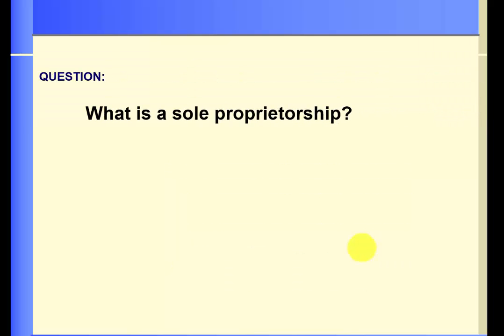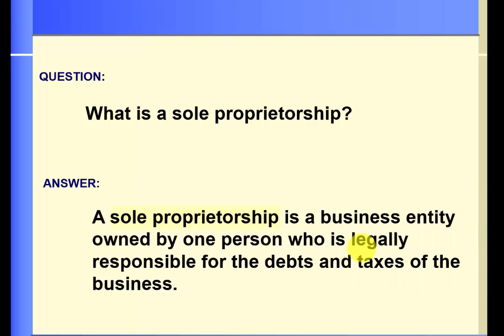So here we are. What is a sole proprietorship? It's a business entity owned by one person who is legally responsible for the debts and the taxes of the business. The person is responsible, not the business entity. When you license a sole proprietorship, it costs you like $40. It's just the license to do business in the name of that business. All your property and all your debts and obligations are in the sole proprietor's personal name.